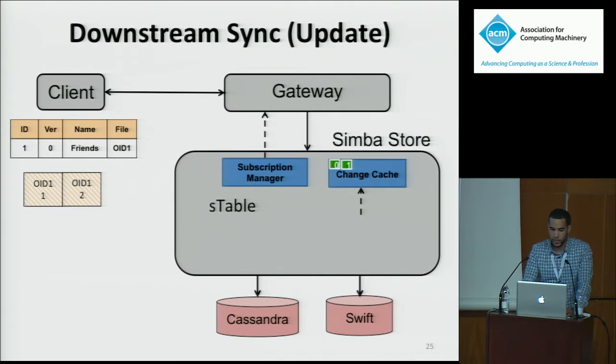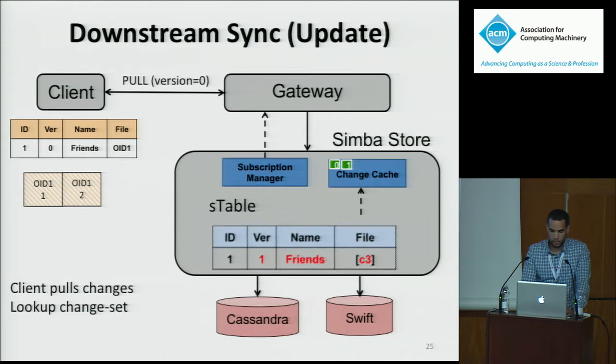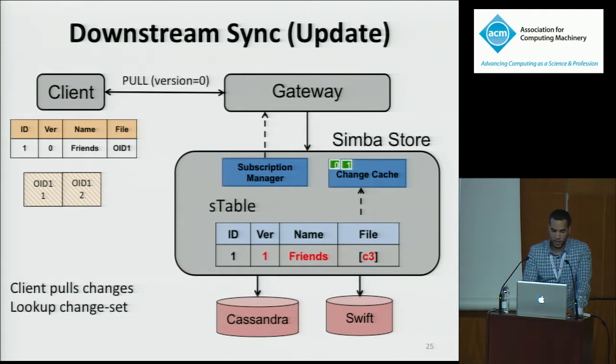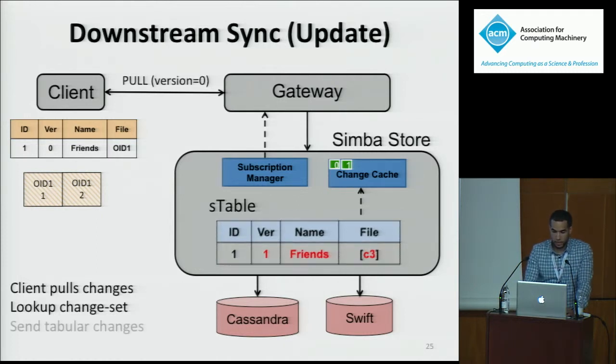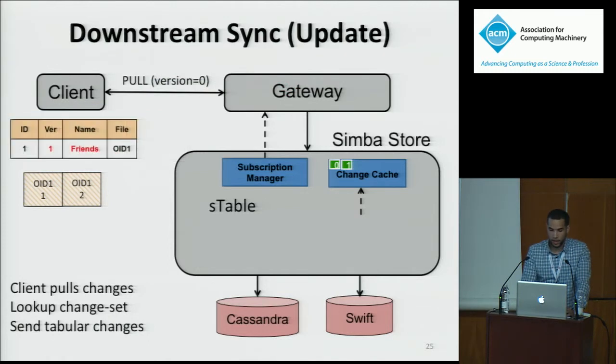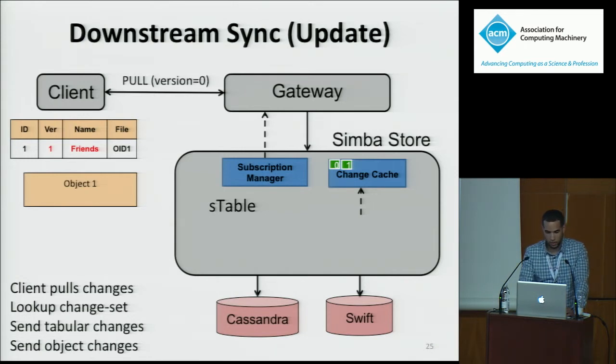So with the addition of the change cache, downstream sync is much improved. First, a client issues the same downstream sync as before, and the store then looks up what's in the change cache, from whatever version the client specifies to the most recent version, and compiles a list of changes. Then the store can send only the modifications between those versions, instead of all the changes for that row.